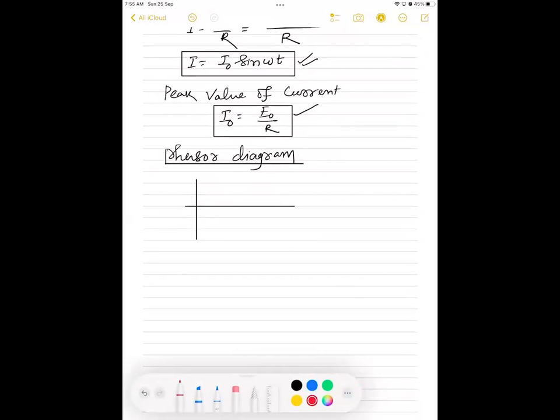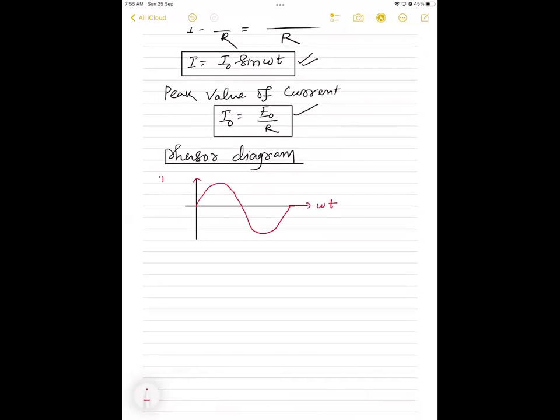If this is EMF, correct? We've taken this one as omega t, this one is I or E. If this is EMF, then the current's magnitude is somehow less because it is getting divided by resistance. It will be on the same phase where it started, touching zero, then this can be the current waveform. This is EMF and this is current. Correct? Let this be 0.